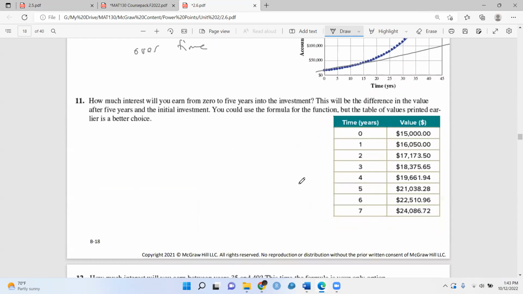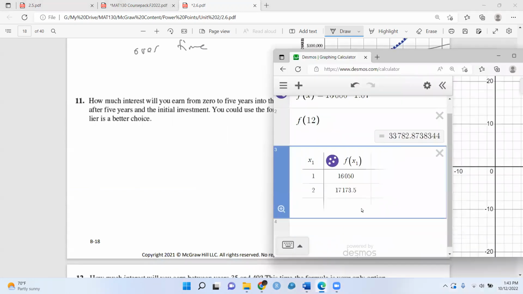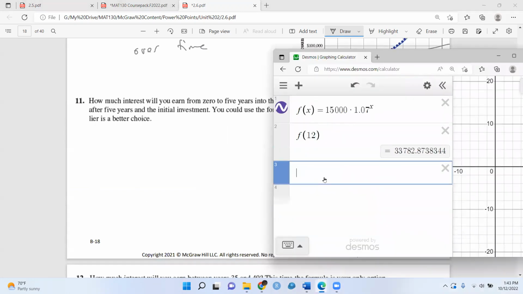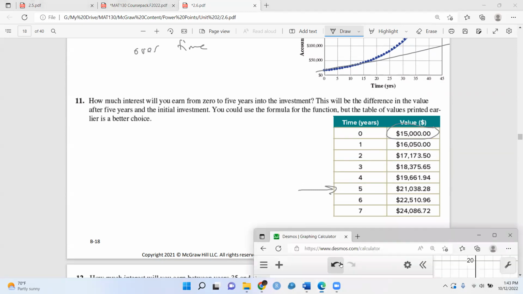So let's test that. The author says, how much interest would you earn from 0 to 5? Year 5. Well, you're going to calculate the difference between those amounts. And here's what's so awesome about function notation in Desmos. If I want to know how much interest was earned, I just need to take f of 5 and subtract from it f of 0, right? Because f of 0 represents the amount of money you put in. You put 15,000 in the bank account. Here we are at year 5, you've got 21,000 in there. If we take out the amount you put in, you get the amount of money the bank gave you.